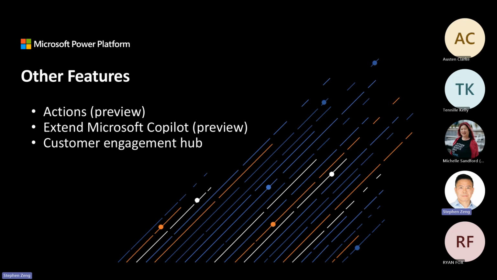For example, if the Copilot is unable to help the customer eventually, and if you have a customer engagement hub configured, then it'll actually escalate to a live agent, so a human being can help the customer.